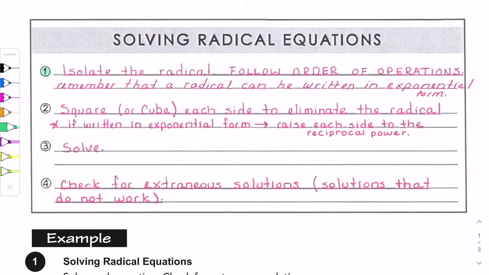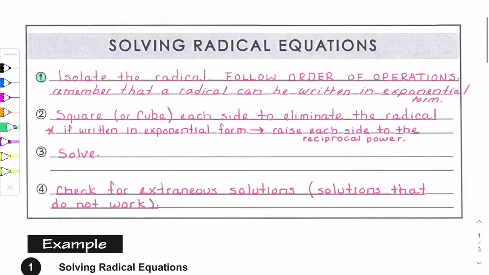So when you're doing this, you need to follow the order of operations and remember that a radical can be written in exponential form. So sometimes it's helpful if you convert between radical and exponential form. You'll see when I do that on some of the below examples. Step 2 is to square or cube root each side to eliminate the radical. If this is written in exponential form, raise each side to the reciprocal power.